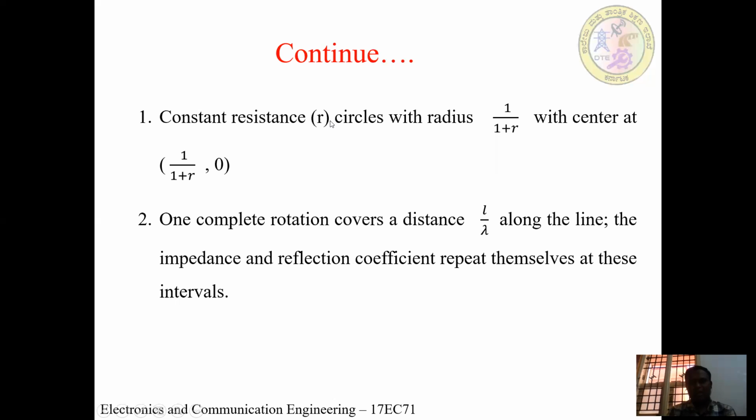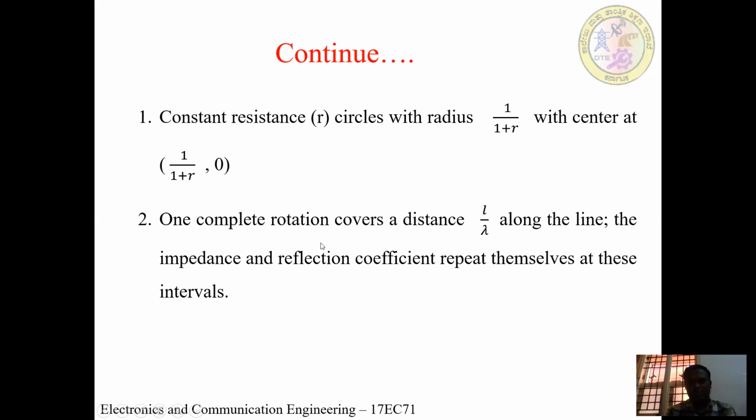The second one: constant resistance R circles with radius 1 divided by 1 plus R, with centers at (R divided by 1 plus R, 0), because those two equations represent equations of circles. So this will be the radius and this will be the center of the circle.